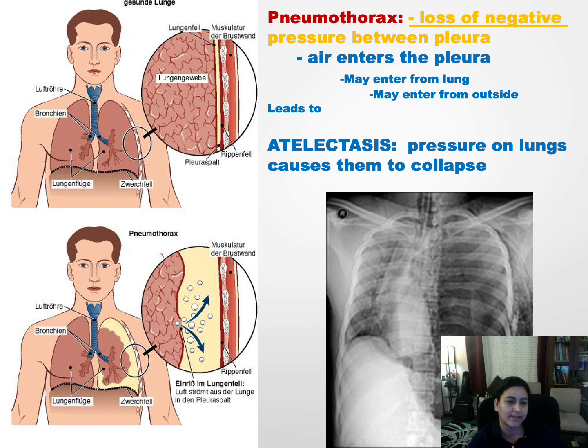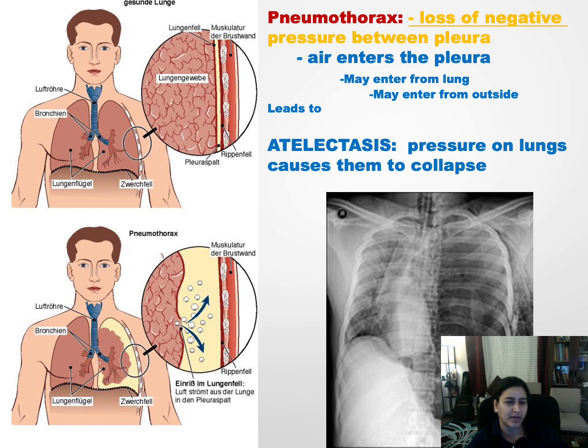So the wall has the visceral pleura, and on top of it there is a parietal pleura, and in between there is the pleural cavity, the pleural space. Sometimes because of any infection or inflammation, or maybe due to some kind of an accident, this wall ruptures, and pressure on the lungs causes them to collapse, and that is when it is called atelectasis. And air enters the pleura.